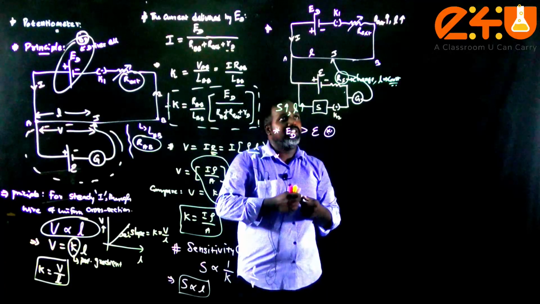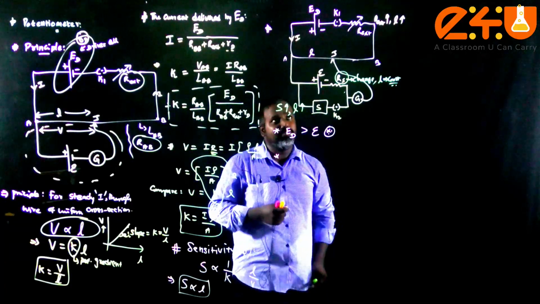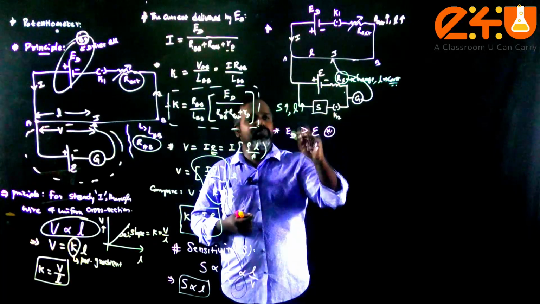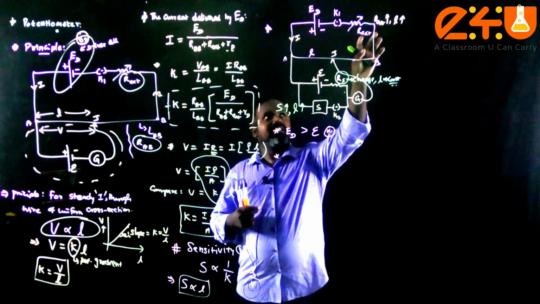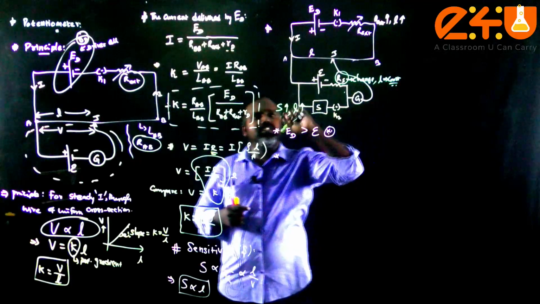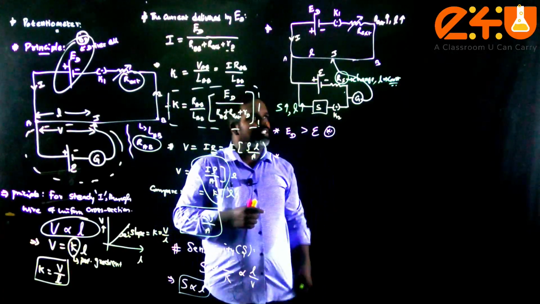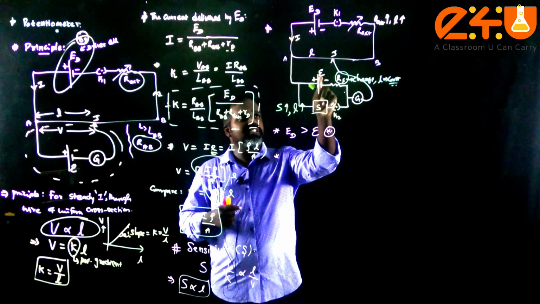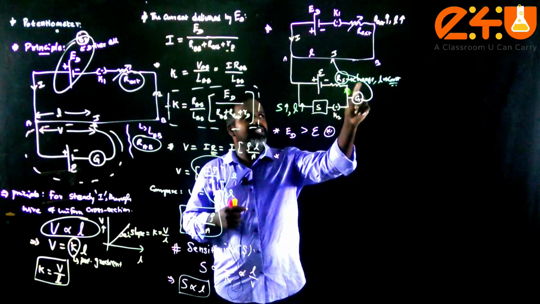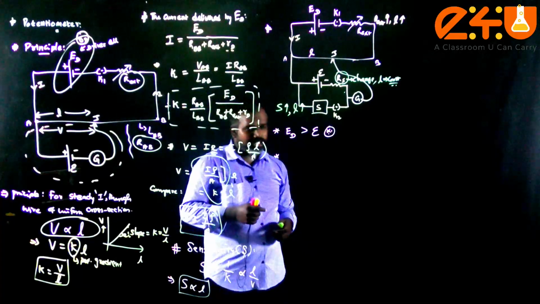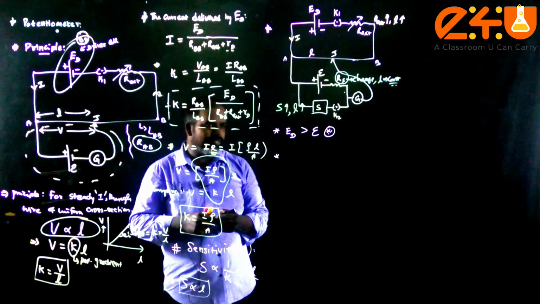So these are the important points you have to keep in mind. One is this point, E driver should be greater than EMF of the cell for proper functioning. External resistance increases, balancing length will increase. Shunt resistance increases, balancing length will increase. When the resistance connected in series with the given cell changes, there is no change in the L value, the balancing length value. So these are the important points we have to keep in mind.